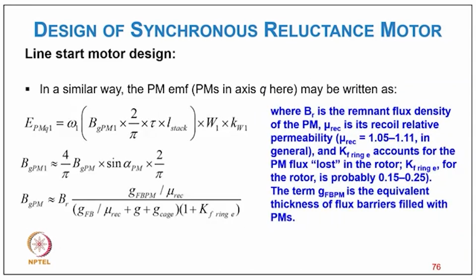In a similar manner, the PM EMF in the Q axis may be written as EMF_Q equal to omega_1 times Phi_g1 PM times 2 by pi times tau times L_stack multiplied by W1 KW1, and Bg PM1 equal to 4 upon pi Bgm into sin alpha PM into 2 by pi, and Bg PM finally equal to Br G FPM divided by mu recoil divided by the bracket of GFB upon mu recoil plus G plus G gauge, multiplied by 1 plus Kf ring, where all the parameters are given the other function here.